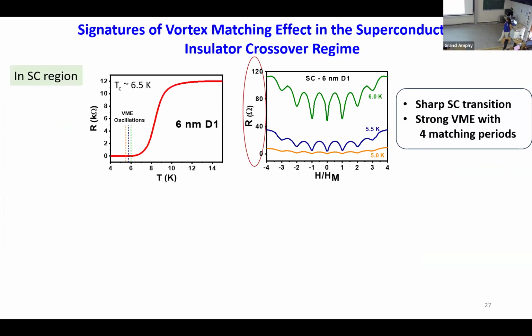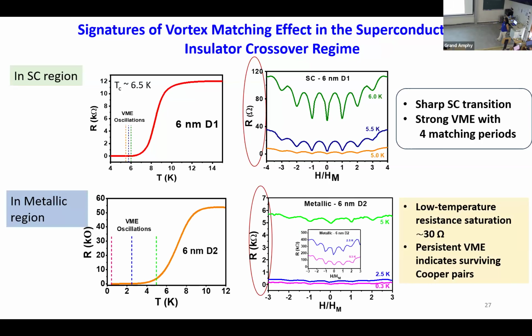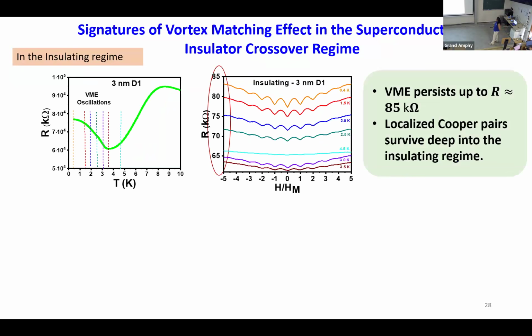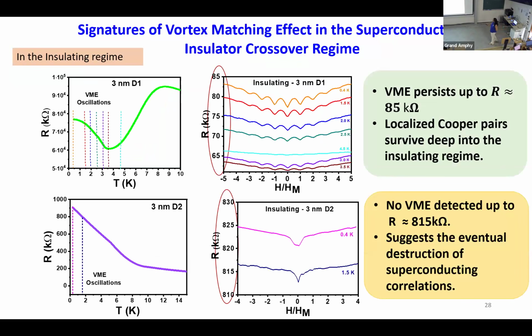So what we did is that we looked at the vortex matching effect in this superconductor-insulator crossover regime. In the superconducting 6 nanometer films grown on the D1 templates, we can see these oscillations and we can see this strong VME with 4 matching periods. We also see it in the metallic regime, where the resistance is not completely zero, but here also you can see the VMEs. Now if you look at the 3 nanometer films grown on D1, on the insulating side, we see these vortex matching effects.